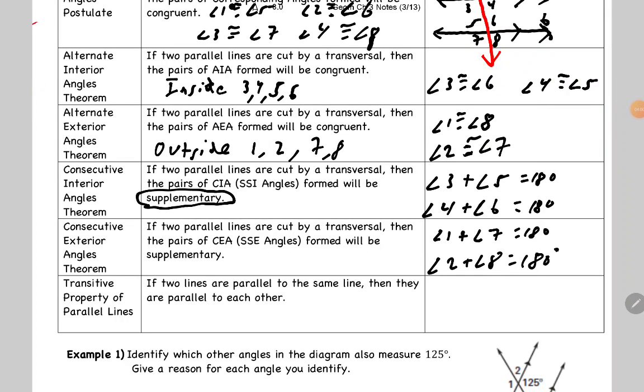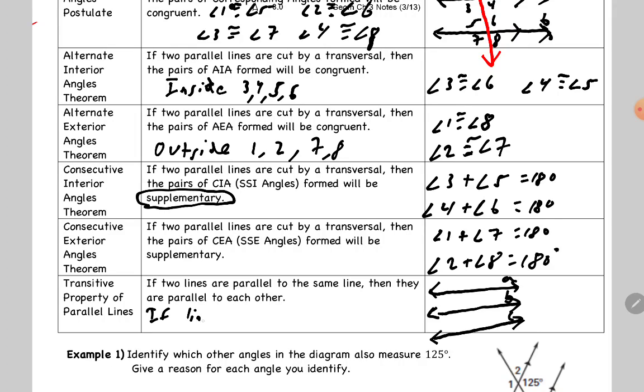Okay. Transitive property of parallel lines. If two lines are parallel to the same line, then they are parallel to each other. So here's A. Here's B. Here's C. Can't seem to draw it right. So here's A, B, and C.